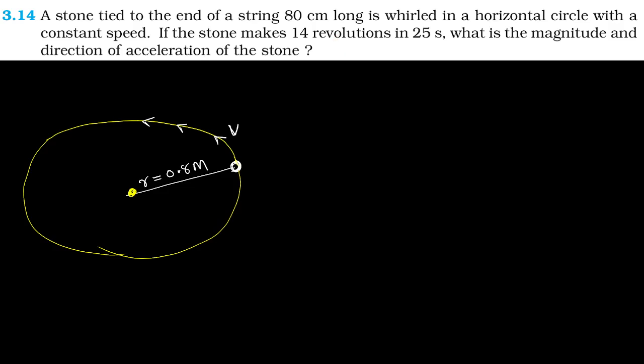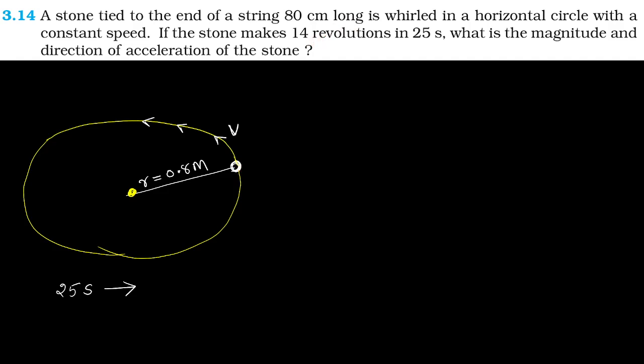In 25 seconds, it makes 14 revolutions. If the stone completes one revolution, it covers a distance of 2 pi r. Starting from here and moving along the circle, once a revolution is complete, the stone has traveled 2 pi r, the perimeter of the circle. So one revolution is equivalent to 2 pi r distance.